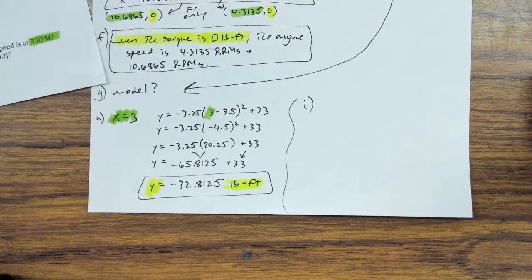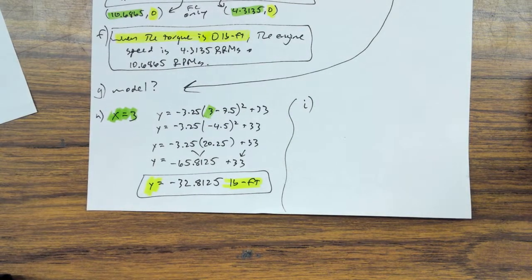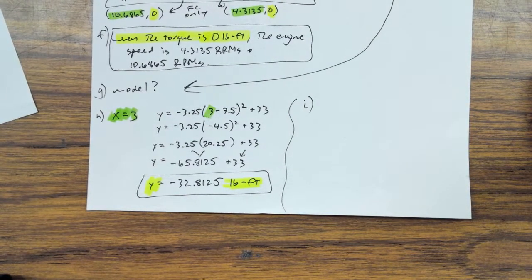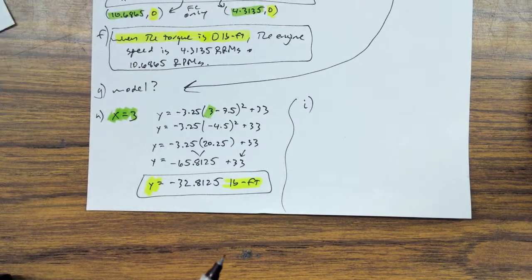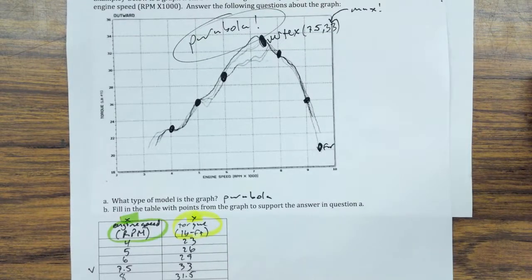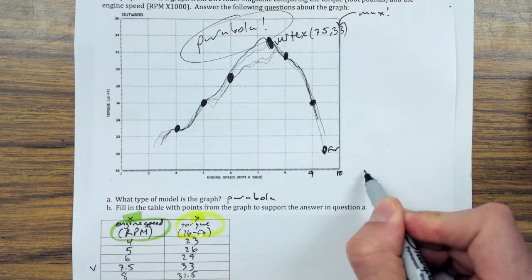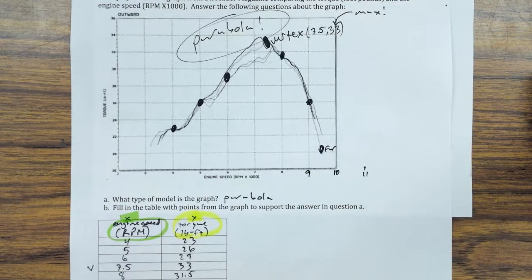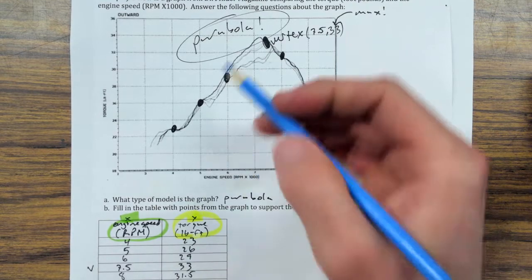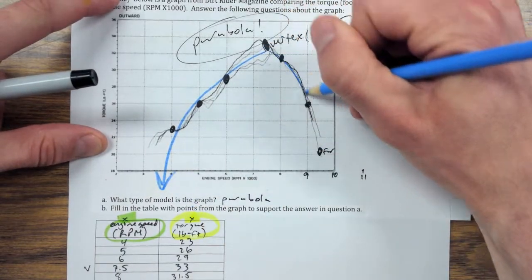Okay, I is asking, give a reason why this graph does not reach an engine speed of 11. This seems kind of like an awkward answer. I don't know, but let's look at the picture. Okay, so here's 9, here's 10, and 11 would be over here somewhere. If I were to look at this graph, it appears to be going like this.